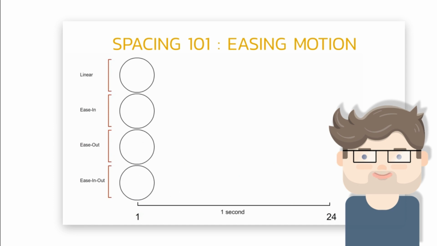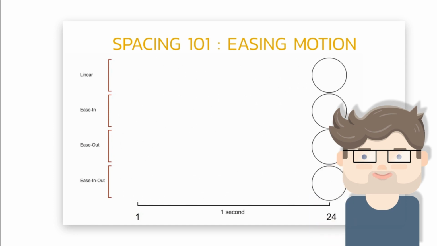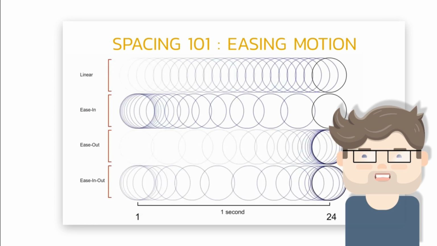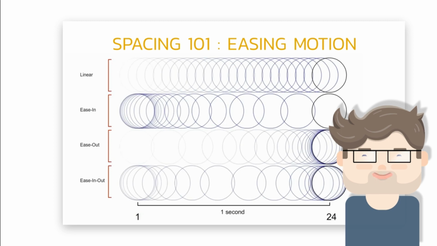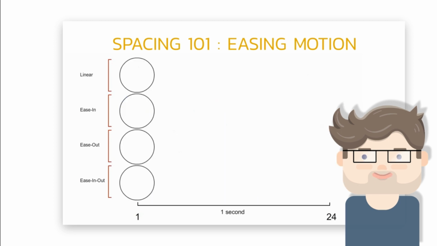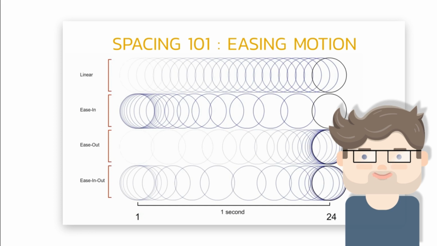There are many ways to add ease, as shown here. Ease in starts slow and ends fast. Ease out starts fast and ends slow. And ease in out starts and ends slow. Easing motions give your animation realism, and you will see this in this lesson.